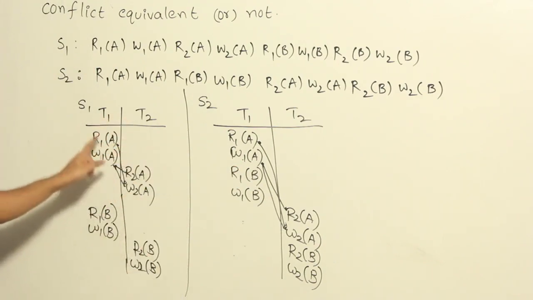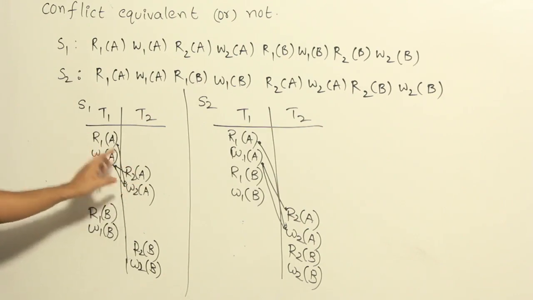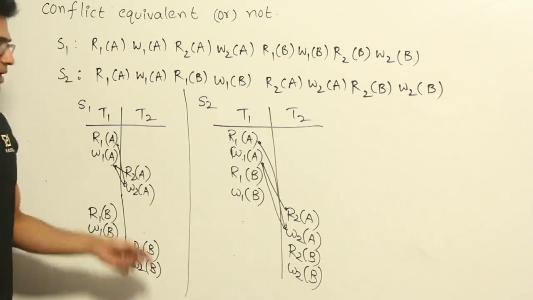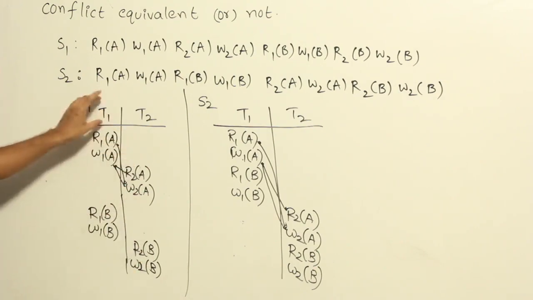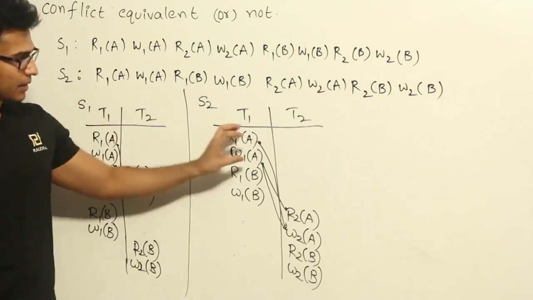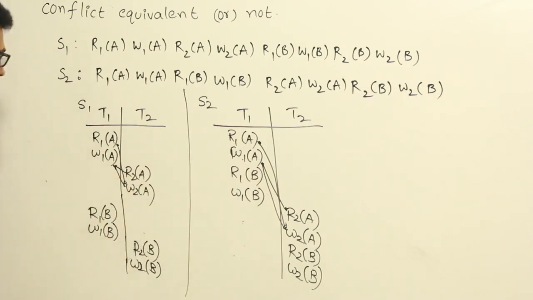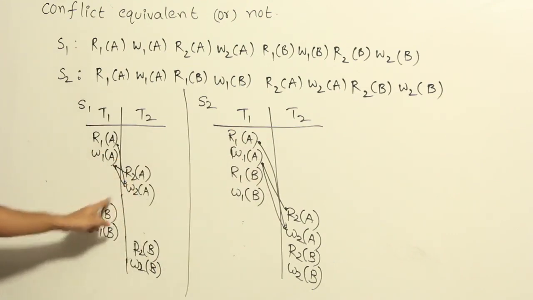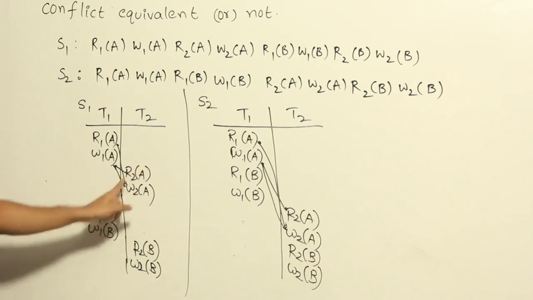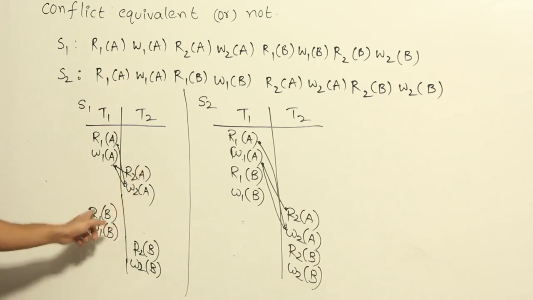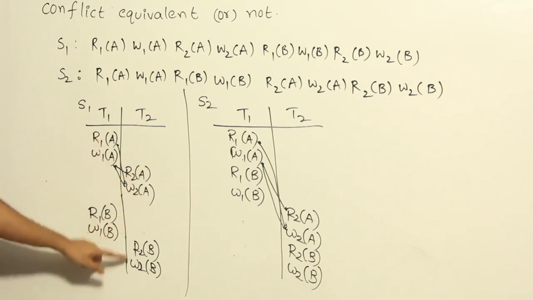So from this R1 RA and R2 RA, on the data item A, we are having 3 conflicting actions, and in all the 3 conflicting actions, T1 is happening first and then T2. Here also the same thing has happened, right? Now let's look at whether there is any conflict between these two. So there is no conflict between these two, isn't it? And also there is no conflict between these two.